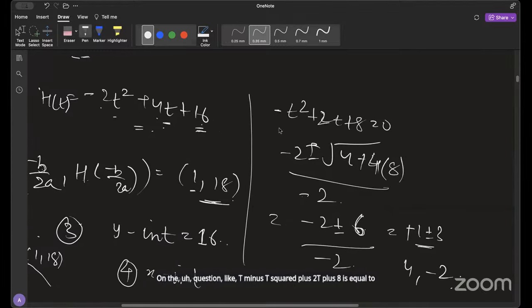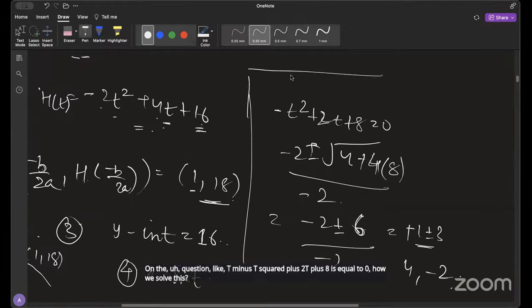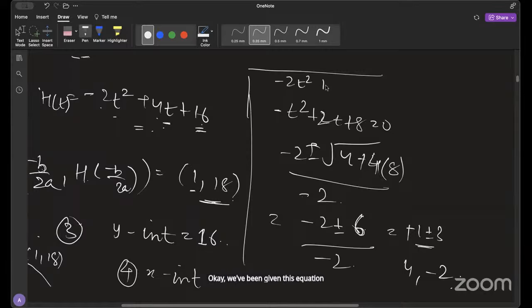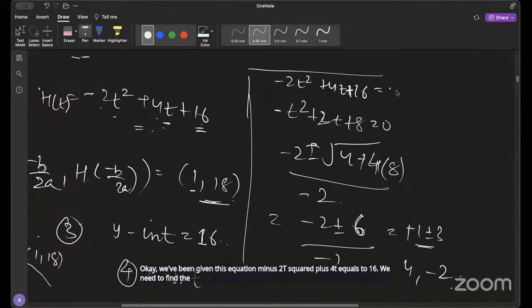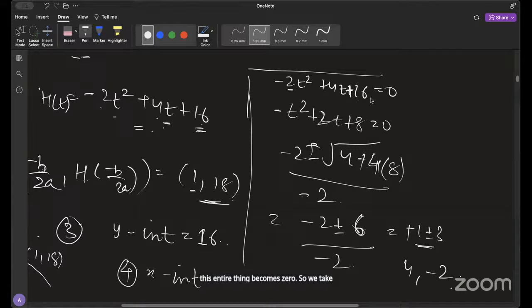How do we solve this? Okay, we've been given this equation minus 2t square plus 4t plus 16 equals to 0. We need to find the value of t such that this entire thing becomes 0. So we take 2 common from here, or you can just say divide both sides by 2. That's it. So you get minus t square plus 2t plus 8. And when you divide 0 by 2, it will just give you 0.